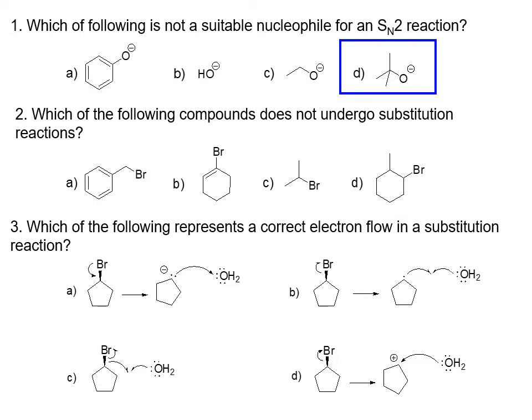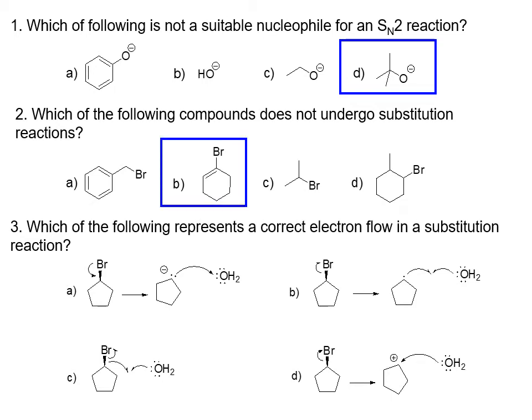B is the correct answer. That's vinylic. So sp2 carbon attached to bromine, that doesn't undergo substitution reactions. C does, and D. C and D are secondary bromides, they readily undergo substitution reactions. So the correct answer is B.